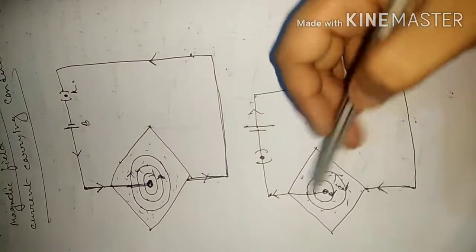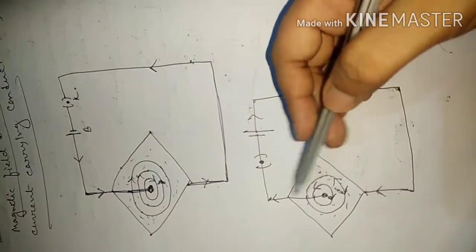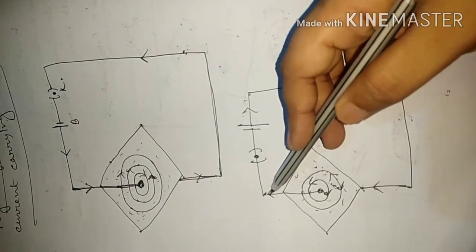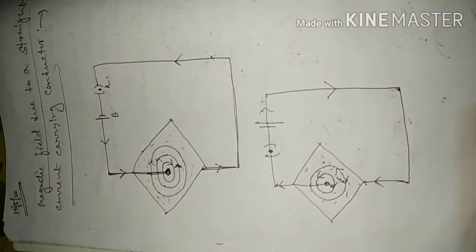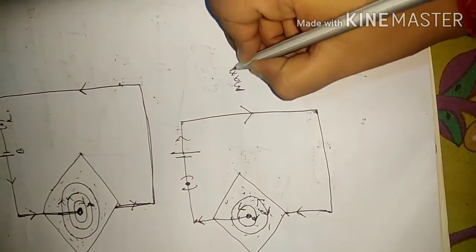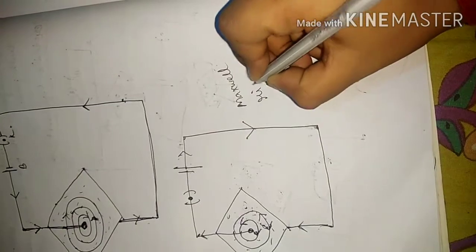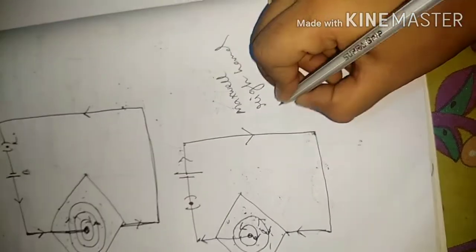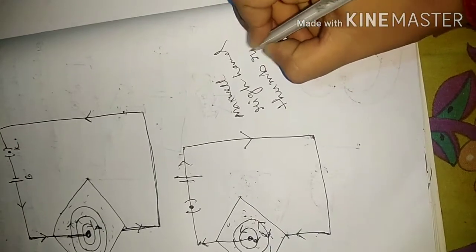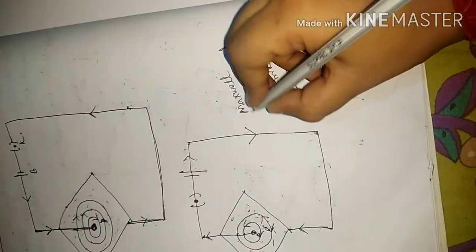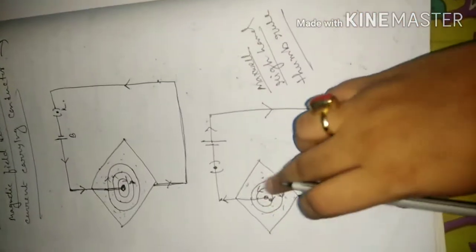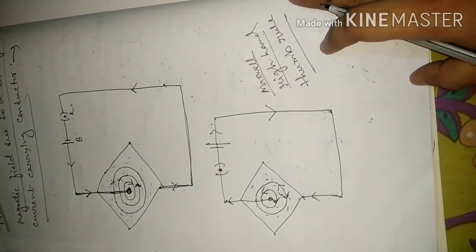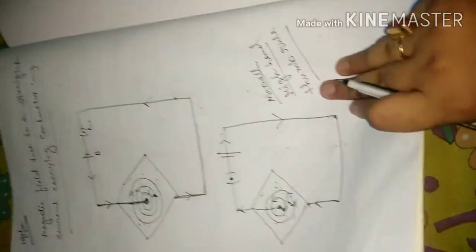And in which direction are the magnetic field lines? It changes according to the direction of the electric current, and we get this direction from the Maxwell right hand thumb rule. What is that law? Maxwell right hand thumb rule. This is a very important law. Using this law, we can understand in which direction these concentric circles, the magnetic field lines, are directed.